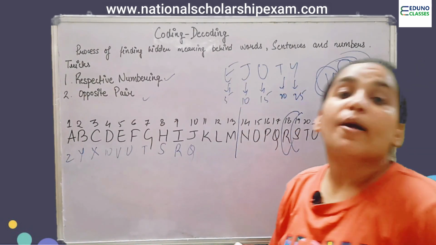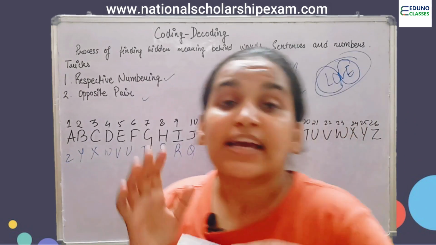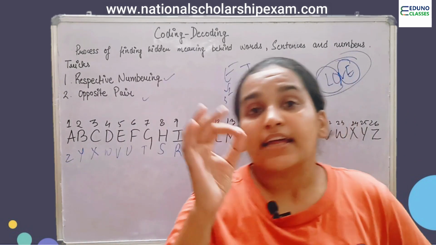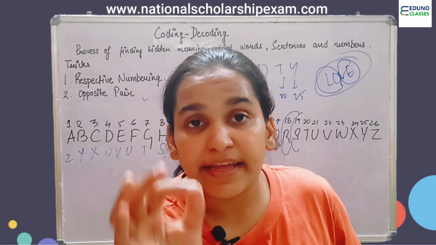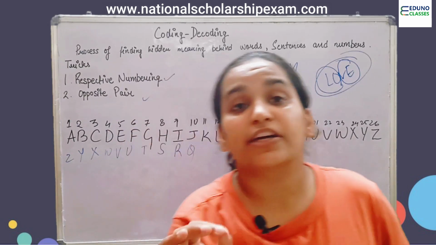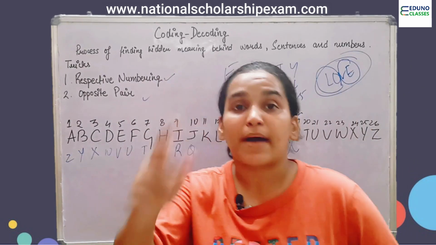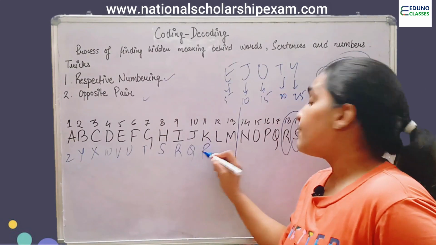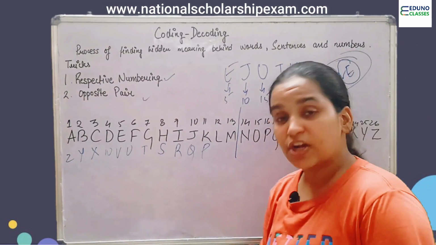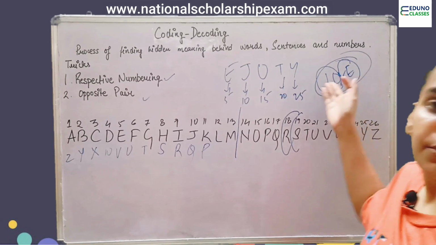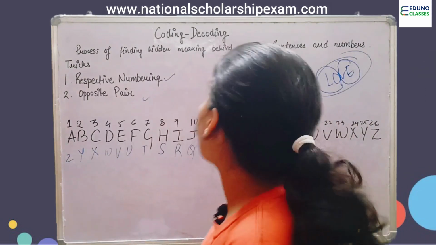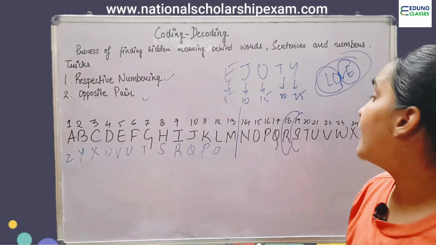What is the opposite of K? What was the place where all of our freedom fighters were arrested and put into jail? Kala Pani, KP. Kala Pani, KP, remembered. Opposite of L is remembered by the word love, LO. LO makes the pair. Opposite of L is O, or O is L.